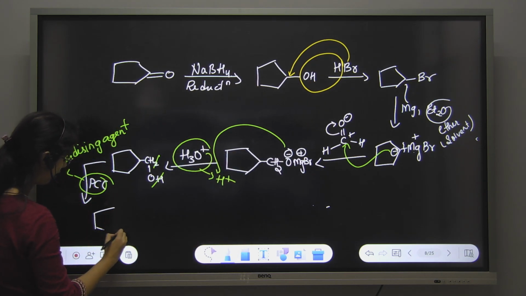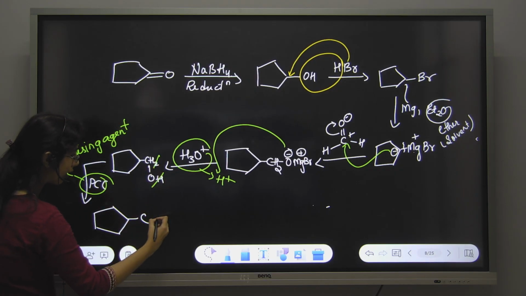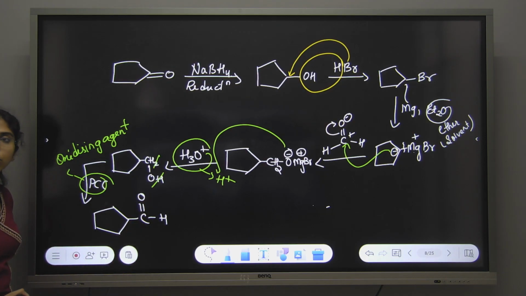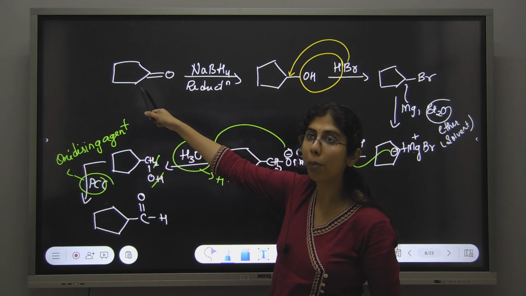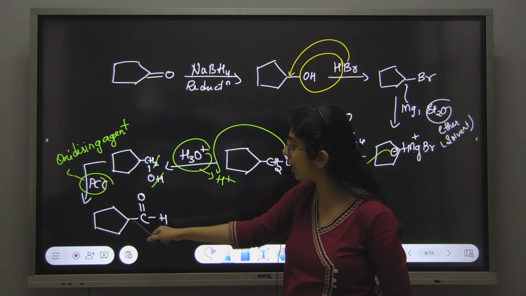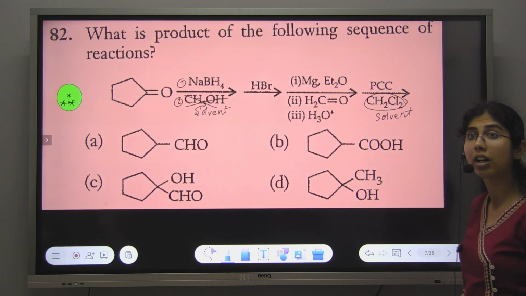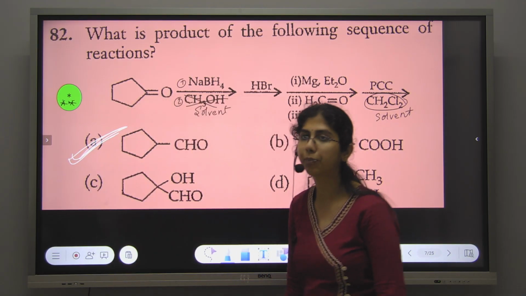Now what do we get? This entire ring as it is, carbon one hydrogen as it is, and between carbon and oxygen we have a double bond. So this is our product. We converted cyclopentanone to cyclopentane carbaldehyde. So one of you have answered this one only. Very good. Option A is correct.